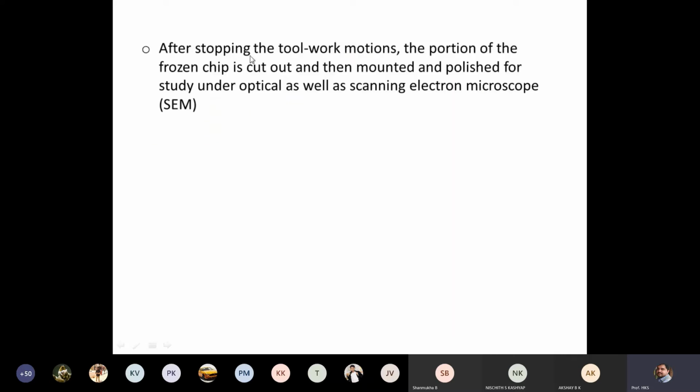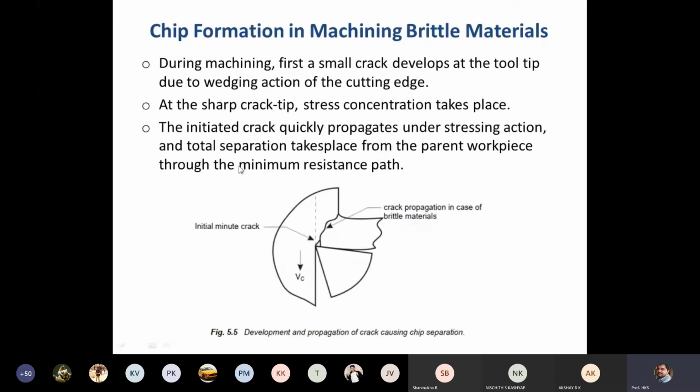After stopping the tool work motions, the portion of the frozen chip is cut out, then mounted and polished for study under an optical as well as scanning electron microscope. So this will be taken and further studied. Next, chip formation in machining brittle materials. If you have any doubt, you can ask, or otherwise I will continue with this topic.